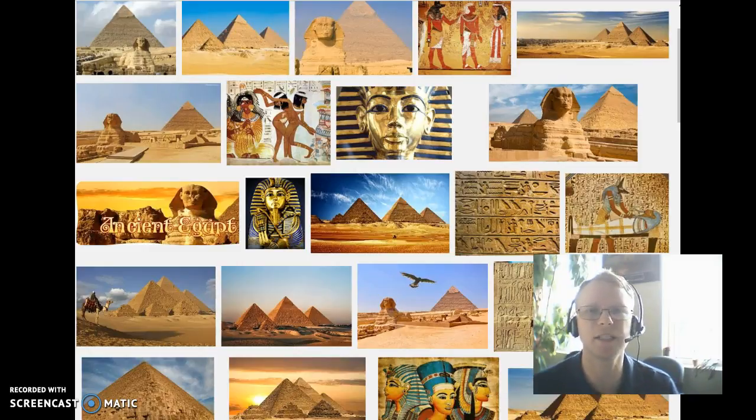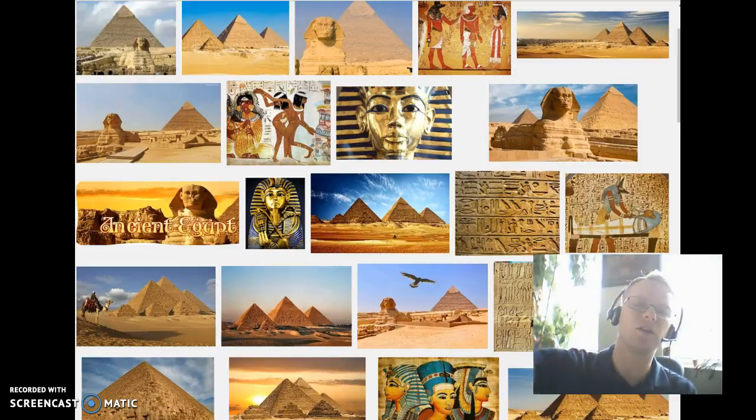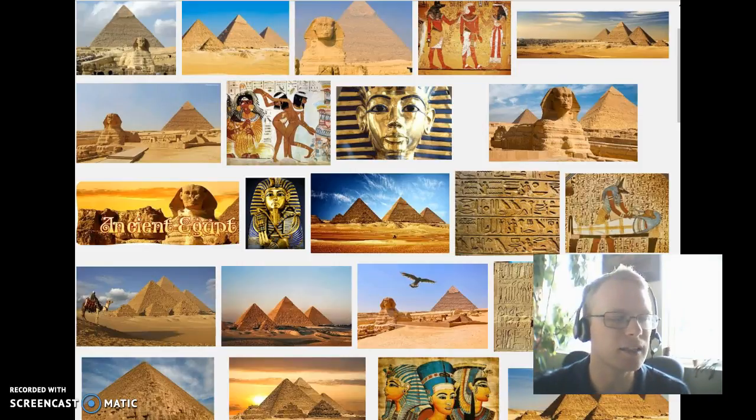One of them is basically a presentation on mummification. One is a paper on a pharaoh of your choice. Another one is sort of a poster or a presentation on different aspects of Egyptian culture. But all of them will require you to do research on the internet, and I actually provided links as well as rubrics for each project. So that's how this is going to look.